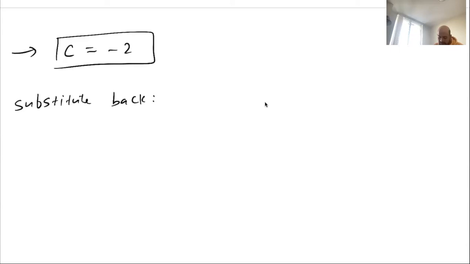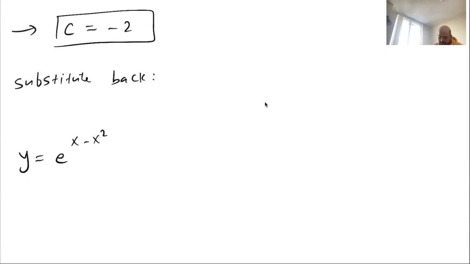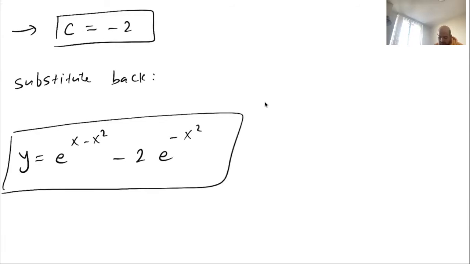And then we'll have y equals e to power x minus x squared plus c times e to power minus x squared. C is -2, so -2 times e to power minus x squared. This is the final answer for our ODE: e to power x minus x squared minus 2 times e to power minus x squared.